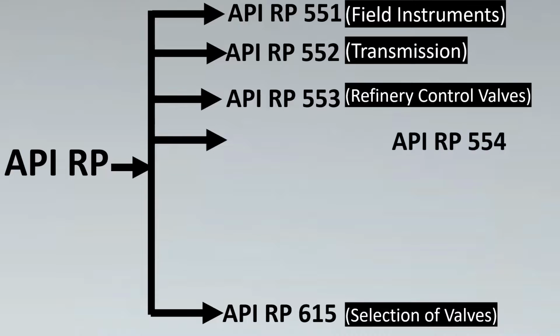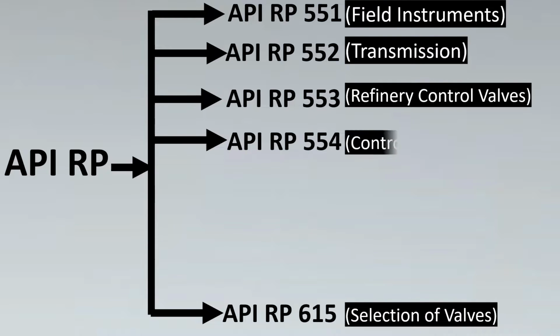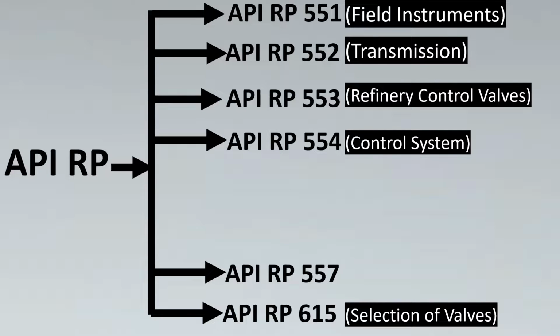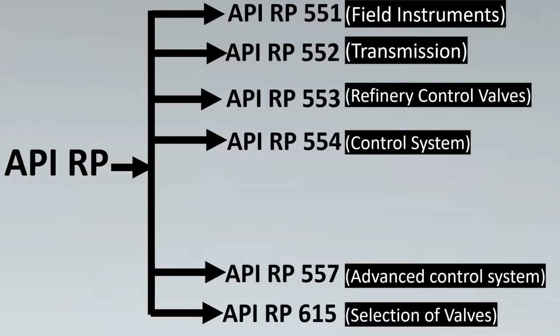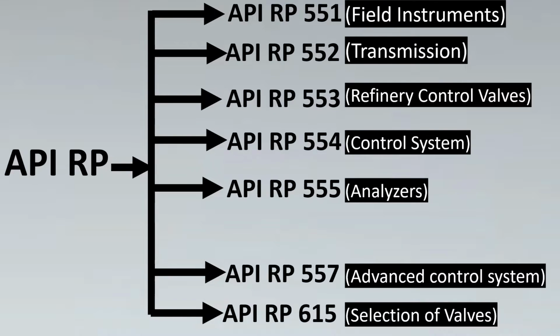Now let's look into the next standard, which is API RP 554. This standard especially deals with the control system part of it. And there's another standard which is used accompanying this, which is API RP 557. This standard deals with the advanced control systems. So these two go hand in hand with each other. Next, we have API RP 555. This is again an extremely important one and deals with one of the most asked instruments in your interviews, that is analyzers. Yeah. So this API RP 555 deals with all the analyzers, which analyzer to use, what are their details, etc.